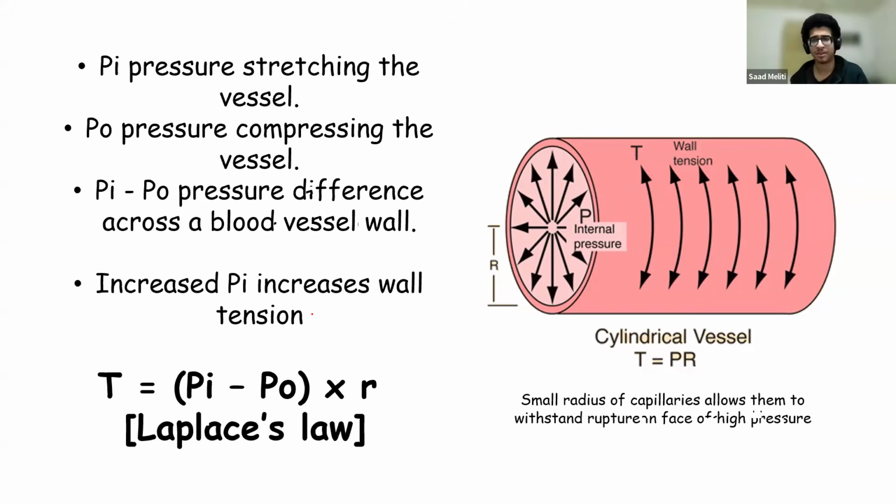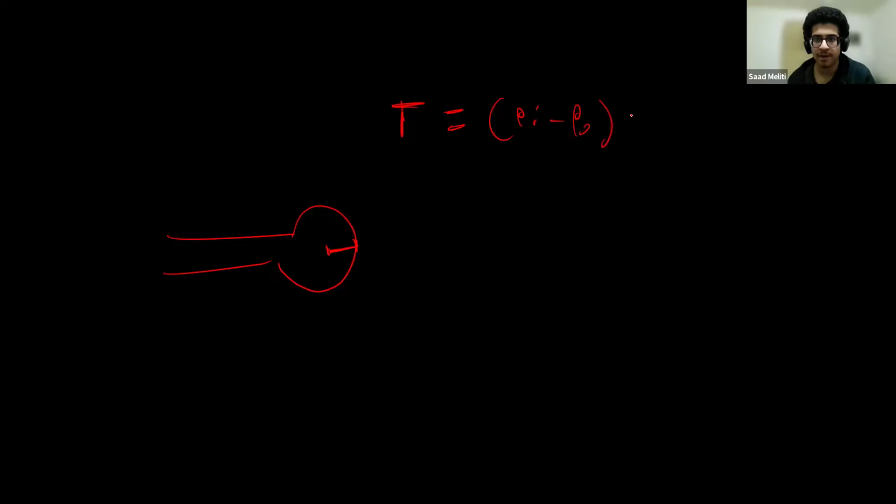Now here's another important thing and a way you can visualize tension. Think of a balloon. You haven't blown into the balloon yet. The radius of this balloon is very small. So if we go to the tension equation, times R, the radius is extremely low, so the tension is also very low.